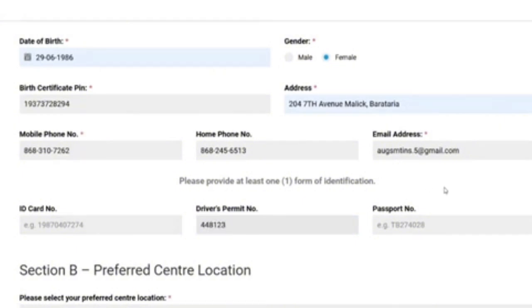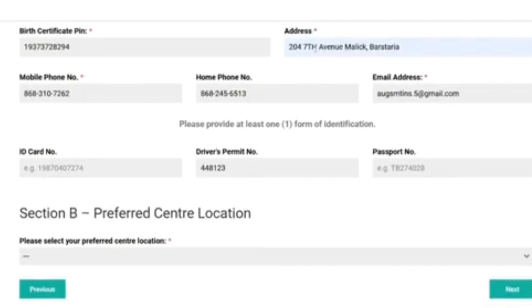If you have a driver's permit number, or if you go with a passport, but it said please provide at least one identification. So if you're going with your driver's permit, put your driver's permit number. If you're going with an ID card, put your ID card number. Because whichever one you put the number for in this section, you will have to upload a photo. So you all will know what you have prepared and ready, right? And yeah, this is not my address, right?